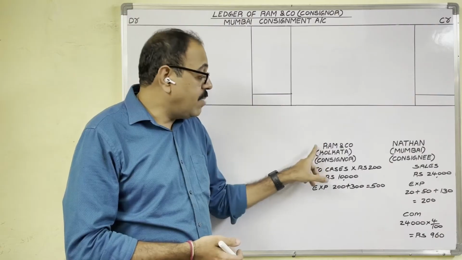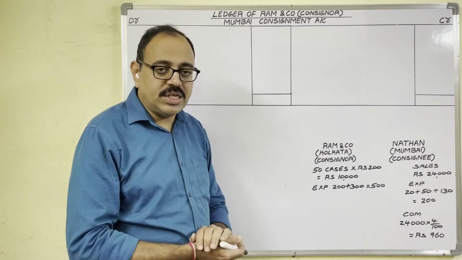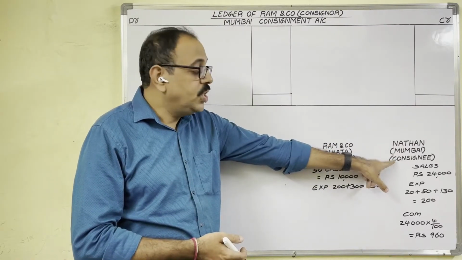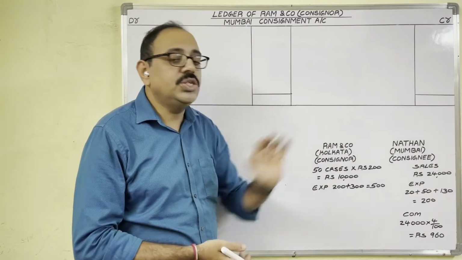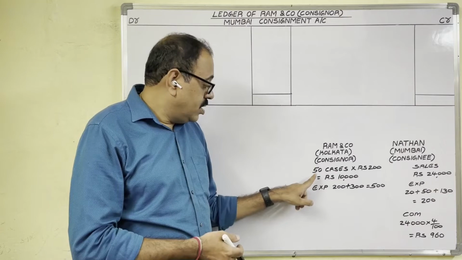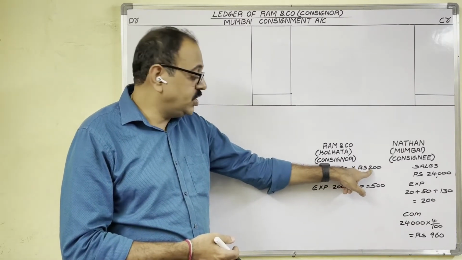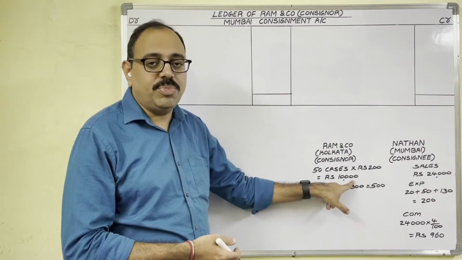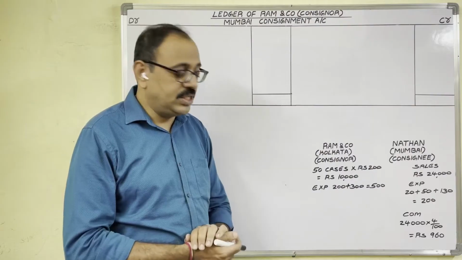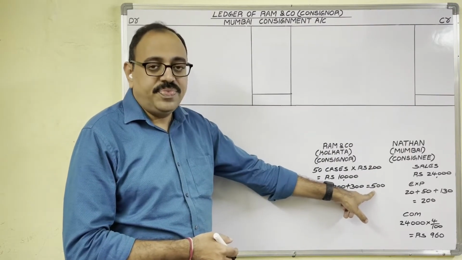Here Ram and Company is known as the consignor because he is sending goods on consignment basis. Nathan is known as the consignee because the consignor is sending these goods to him. How much worth of goods is the consignor sending? 50 cases at the rate of 200 rupees each, which means the goods value is 10,000 rupees. To send these goods, the consignor incurred some expenses: 200 plus 300, total 500.